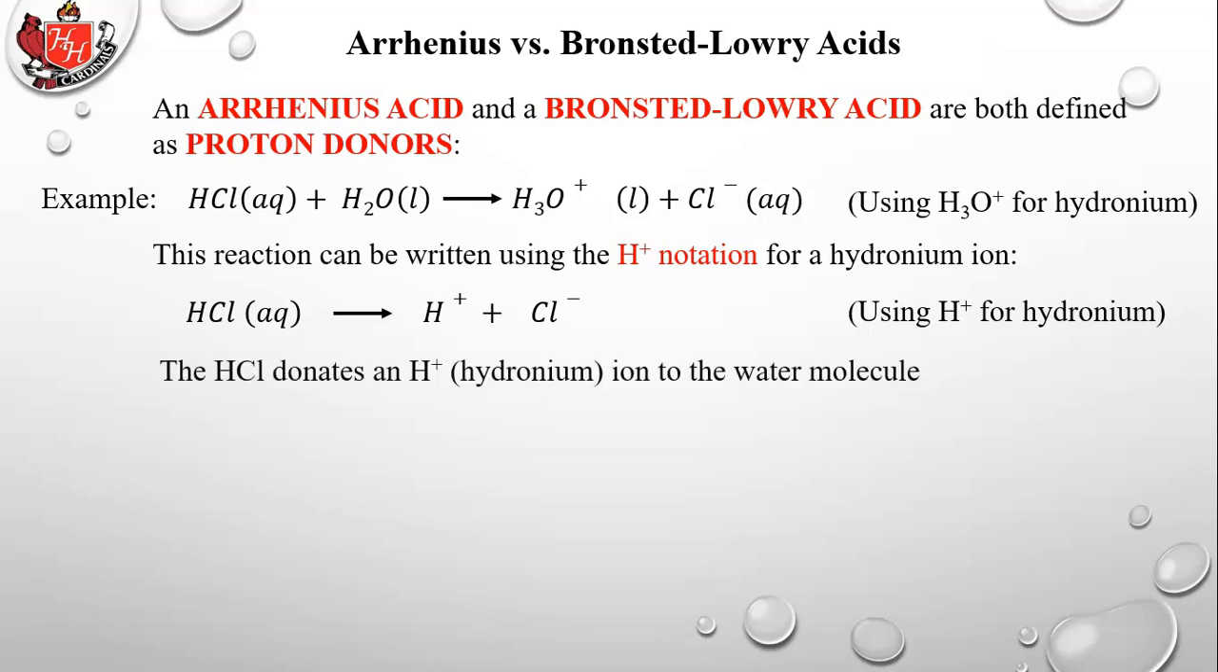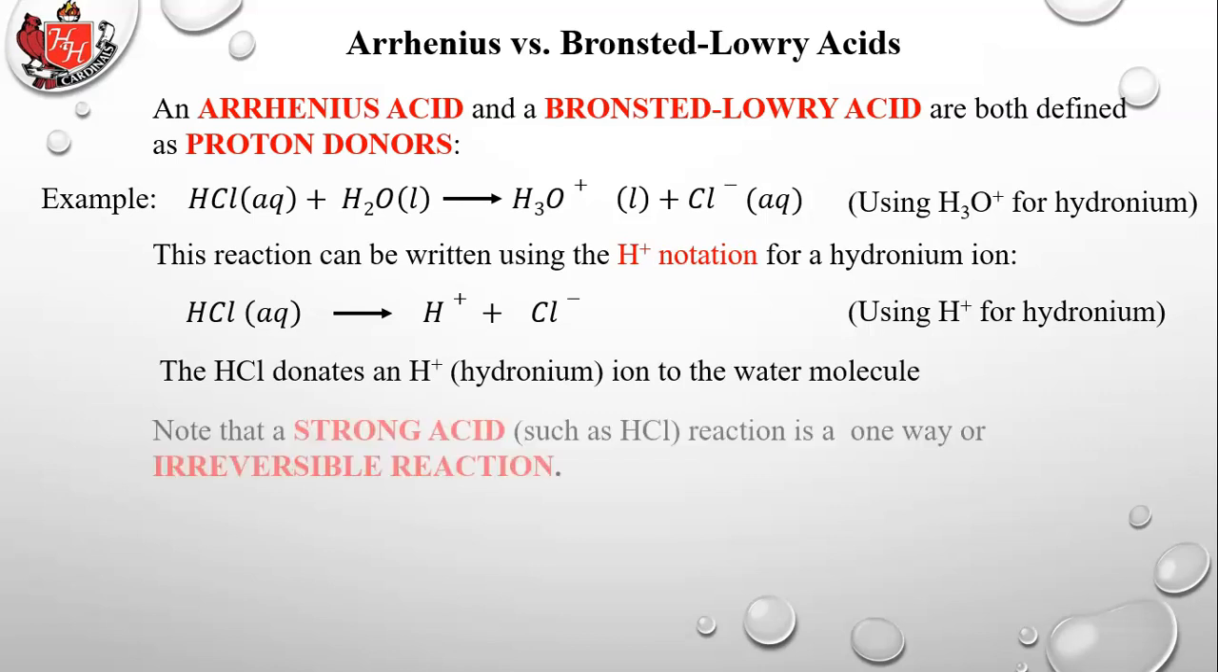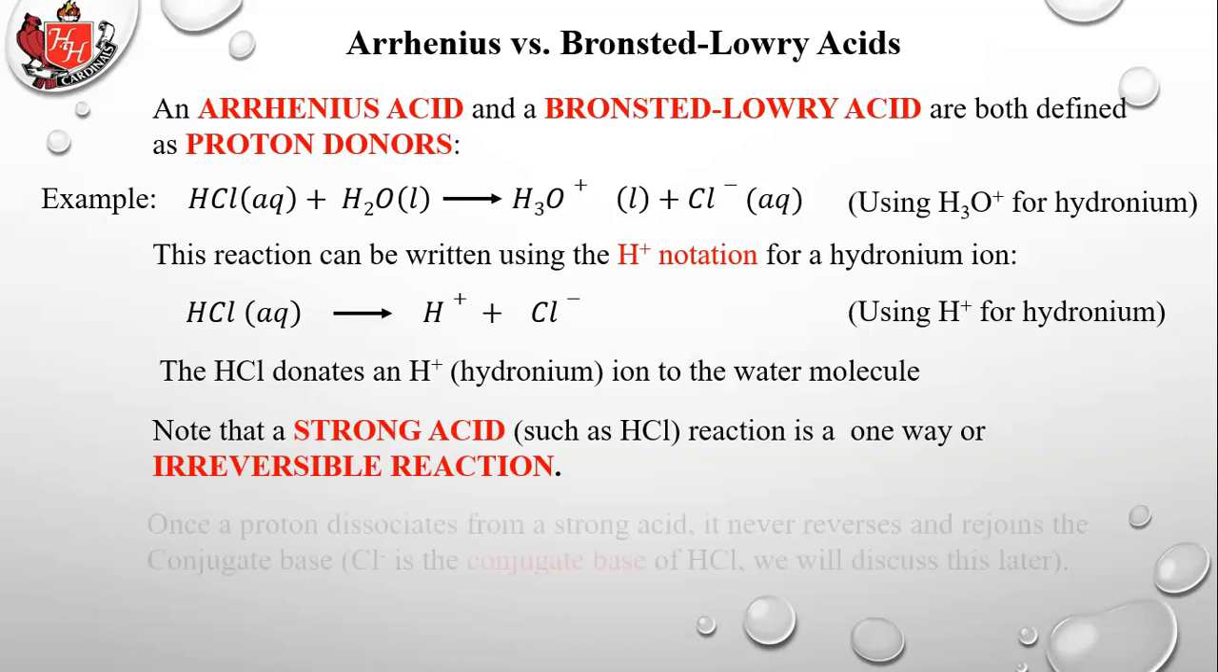So the HCl donates a hydronium, that's an H plus, ion to the water molecule. Note that a strong acid such as HCl, strong acid reaction is one way or irreversible. So you see the arrow only goes one way. And we're going to talk about strong acids in just a moment. But strong acids give up, every one of the molecules gives up their proton. There's no exception. So 100% of HCl will give up a proton to a water molecule. That's an irreversible reaction because that reaction will never go back in the other direction.